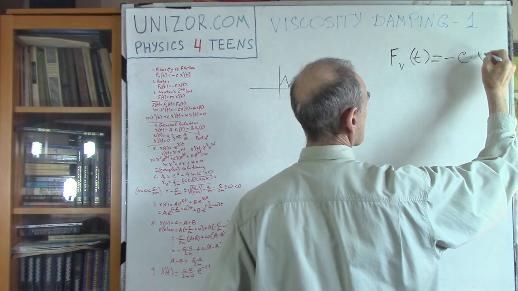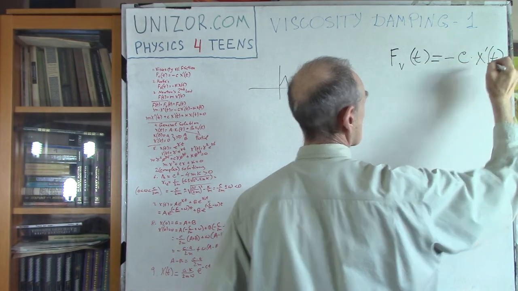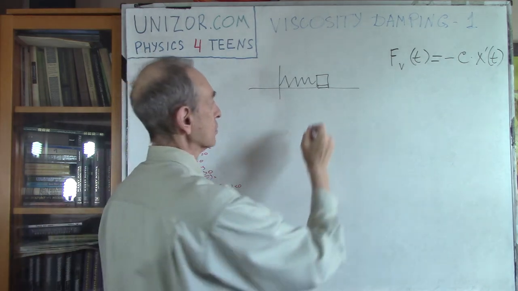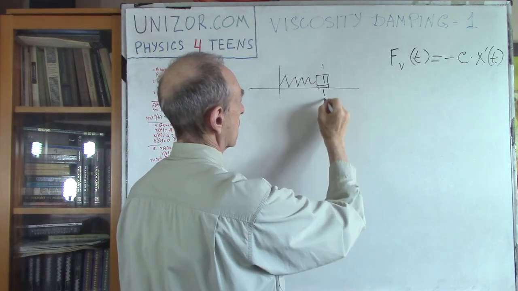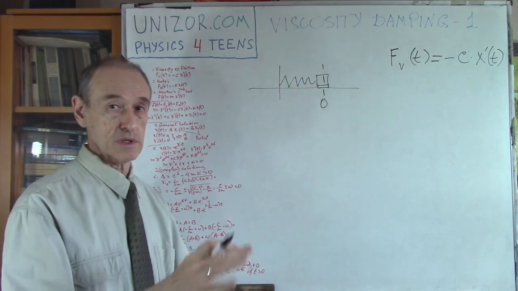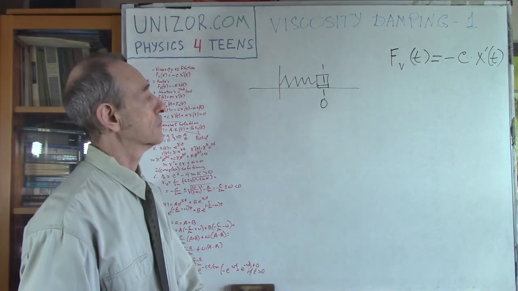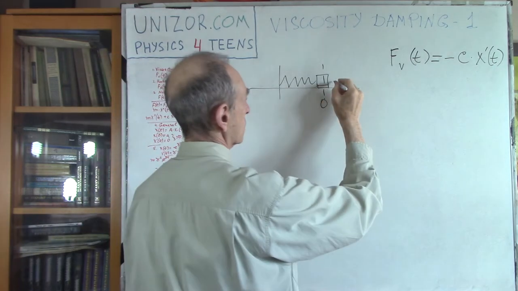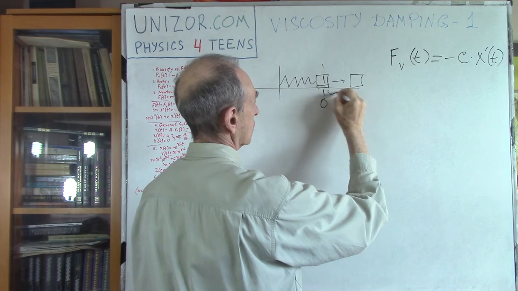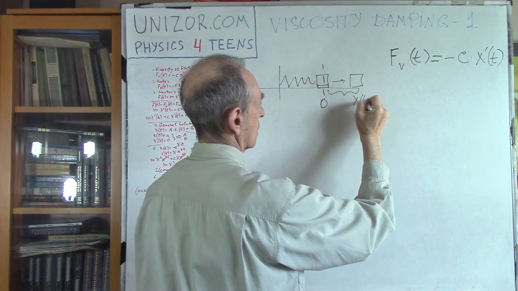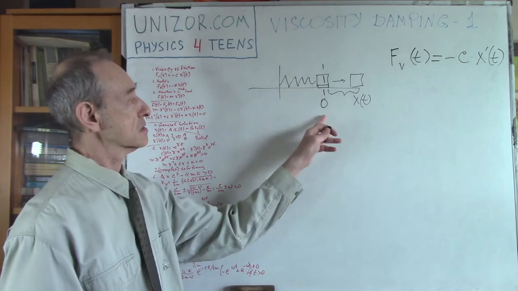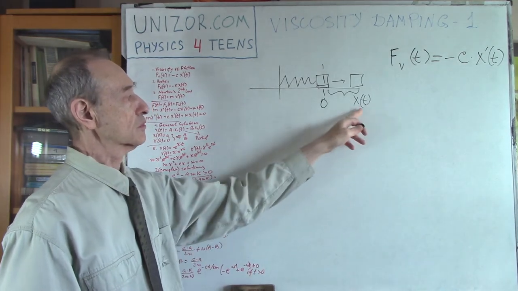And what is the speed? Speed is the first derivative of the distance from the neutral position. So if this is some kind of a zero neutral position of the spring, it's not stretched, it's not squeezed, then whenever you are moving to the next location, the location, the distance from zero, would be a function of time.